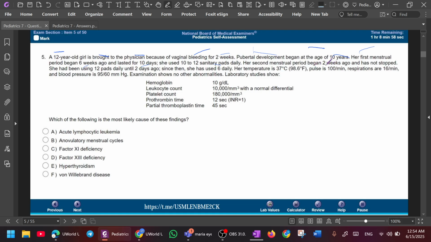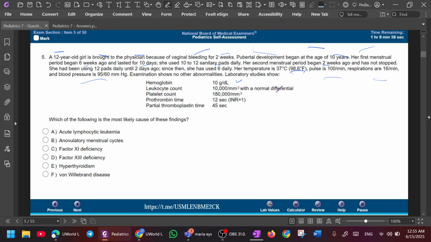Her second menstrual period began 2 weeks ago and has not stopped. She has been using 12 pads daily until 2 days ago. Since then, she has used six daily. Her temperature is 37, pulse 100, respiration 16, BP 90 by 60. Examination shows no other abnormalities.